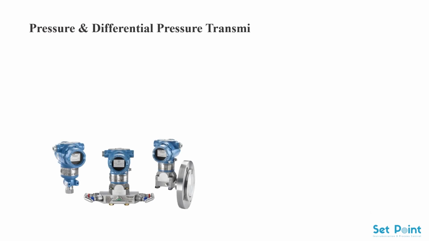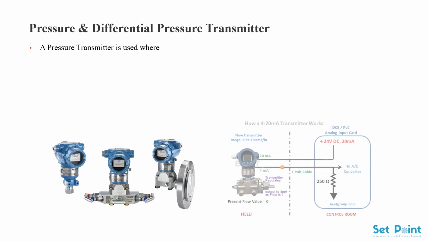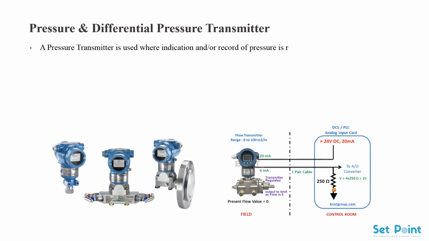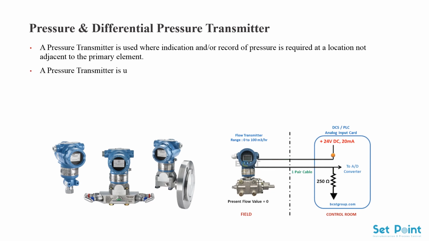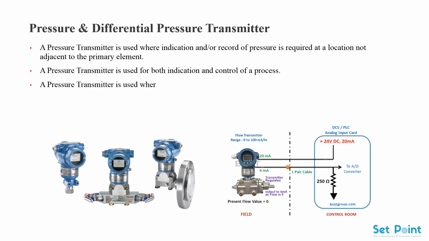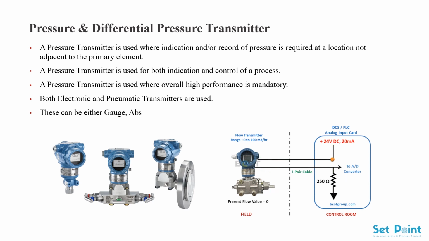Pressure and differential pressure transmitter. A pressure transmitter is used where indication and/or record of pressure is required at a location not adjacent to the primary element. A pressure transmitter is used for both indication and control of a process. A pressure transmitter is used where overall high performance is mandatory. Both electronic and pneumatic transmitters are used. These can be either gauge, absolute or differential pressure transmitters.